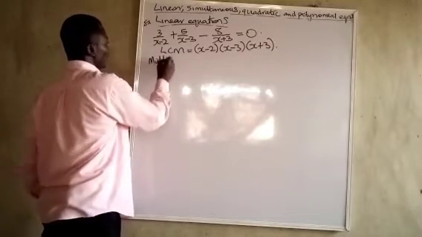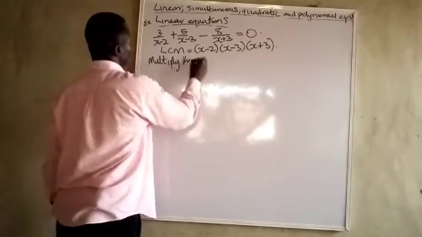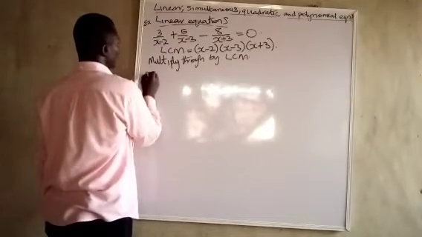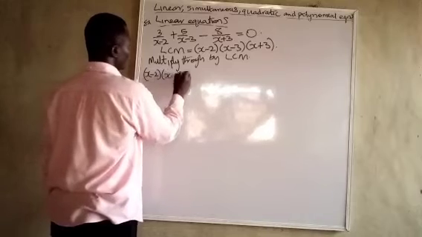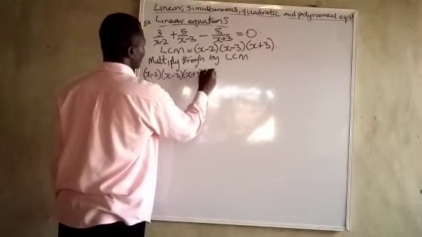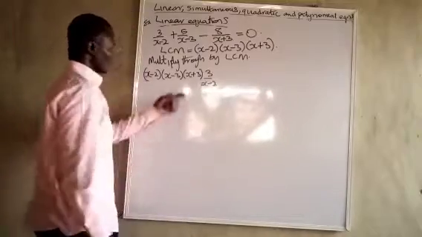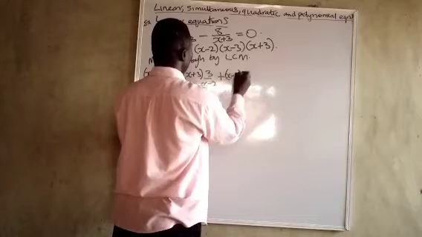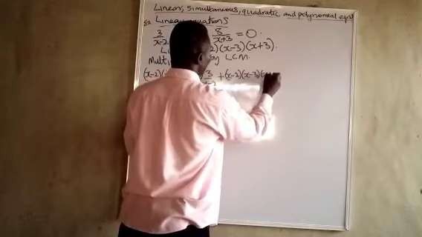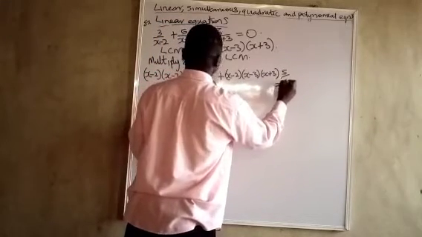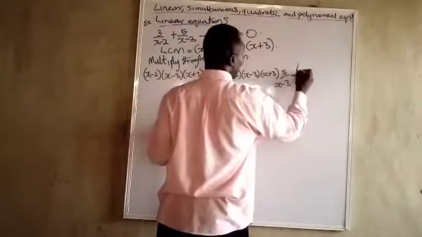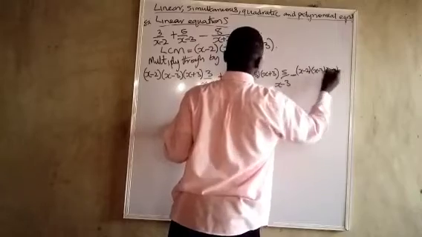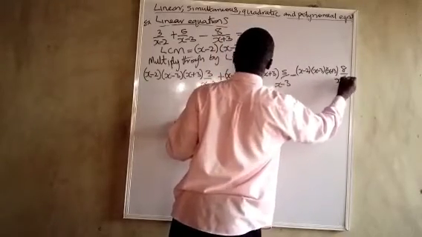Multiply through by the LCM. So I'm going to have x minus 2, x minus 3, x plus 3 times 3 over x minus 2, plus x minus 2, x minus 3, x plus 3 into 5 over x minus 3, minus x minus 2, x minus 3, x plus 3 divided by 8 over x plus 3.